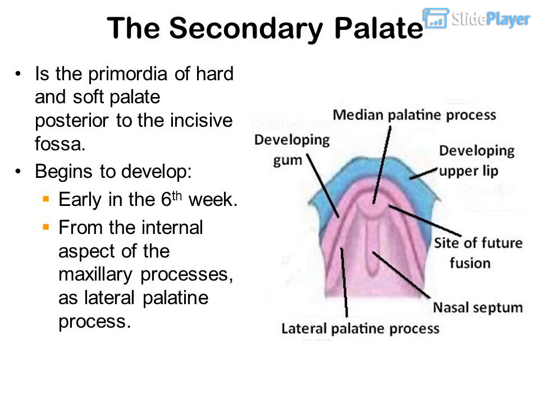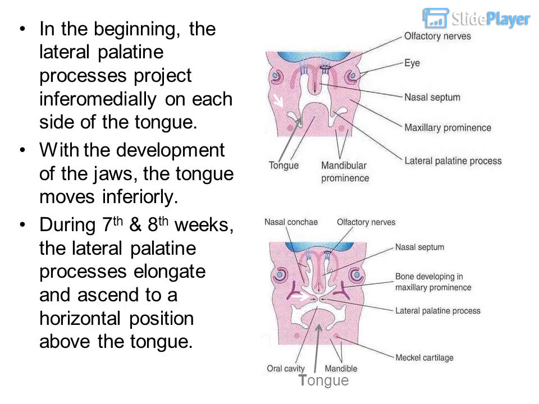The secondary palate is the primordia of the hard and soft palate posterior to the incisive fossa. It begins to develop early in the 6th week from the internal aspect of the maxillary processes, as the lateral palatine processes. In the beginning, the lateral palatine processes project infero-medially on each side of the tongue. With the development of the jaws, the tongue moves inferiorly. During the 7th and 8th weeks, the lateral palatine processes elongate and ascend to a horizontal position above the tongue.